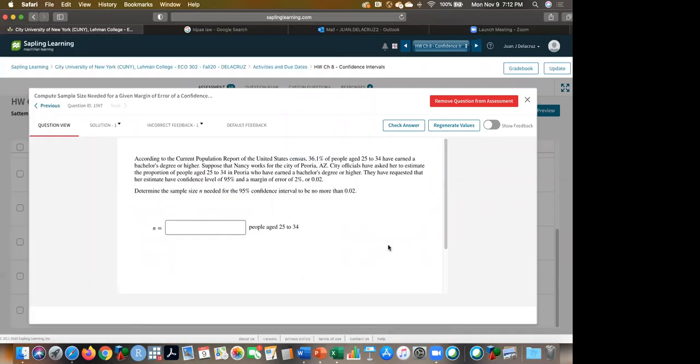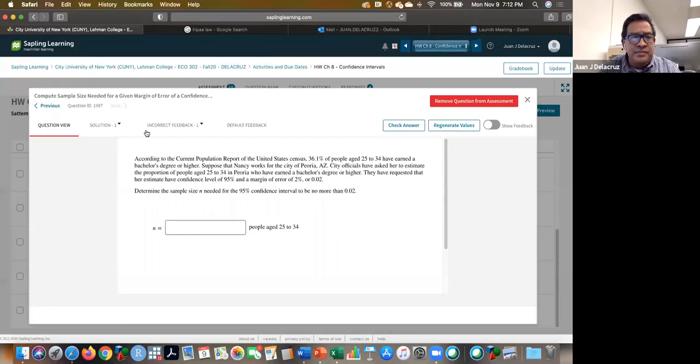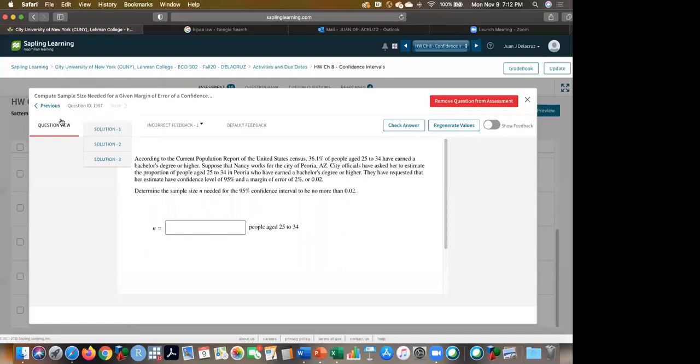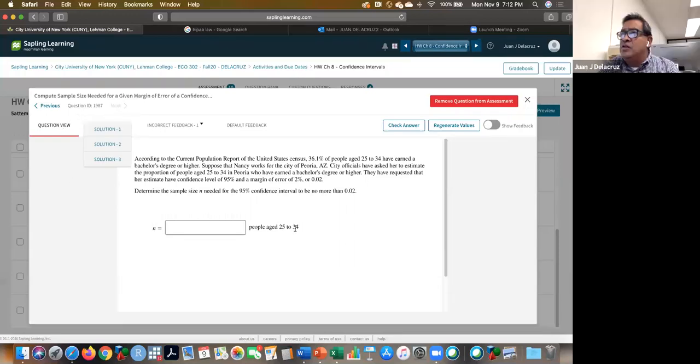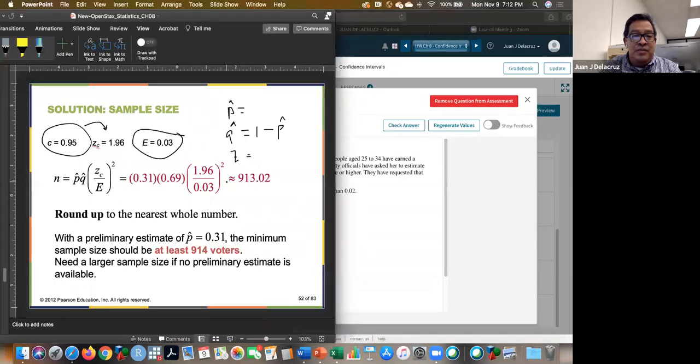That's right. Is that the answer? Yeah, if you apply the formula. So if you use that formula, you are going to find the value for this exercise. I cannot tell you the value, but this is basically what you are going to do.